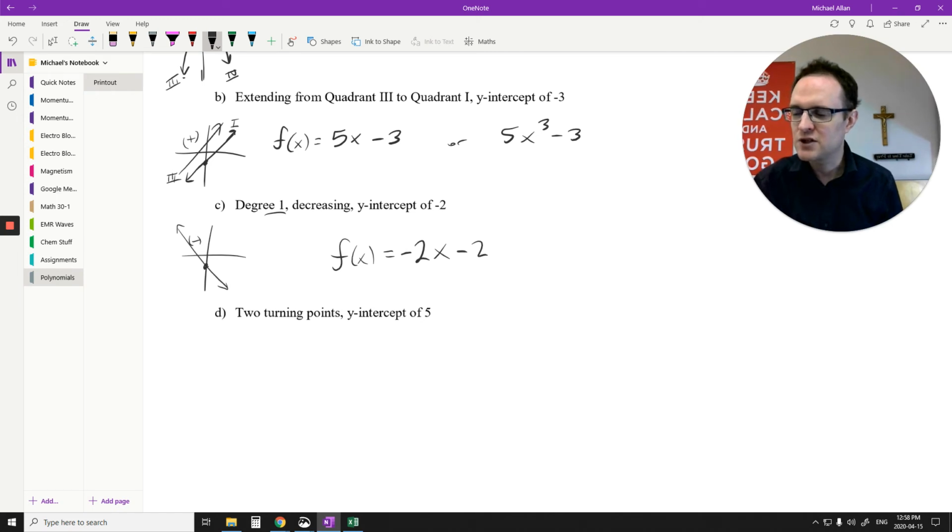I just picked out a negative 2. It could be negative 3, negative 4, negative 5, negative pi. It could be any real number. It doesn't really matter as long as it's negative. That'll give us that shape. I'm not going to verify that one.